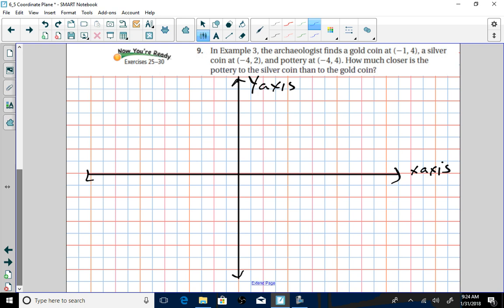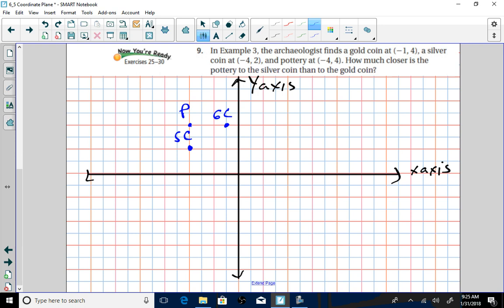It says, an archaeologist finds a gold coin at -1 comma 4. Here's -1 comma 4. So there's your gold coin. All right, so I'm just going to put GC. That's my gold coin. A silver coin at -4 comma 2. -1, -2, -3, -4 comma 2. That's a silver coin. I'm just going to put SC. Pottery at -4 comma 4. -4, 4, there's your pottery.